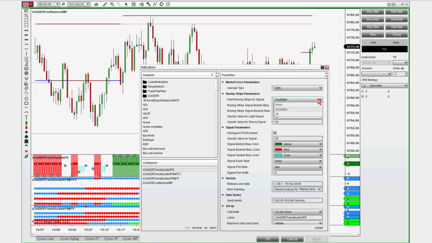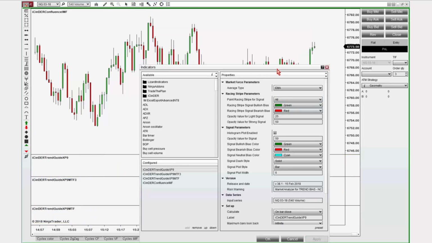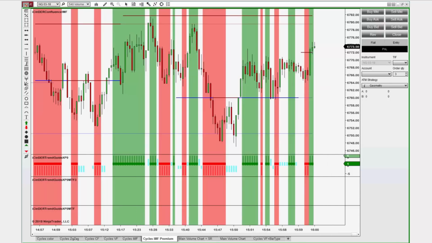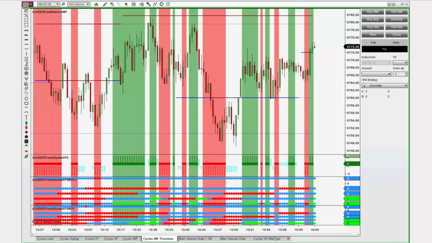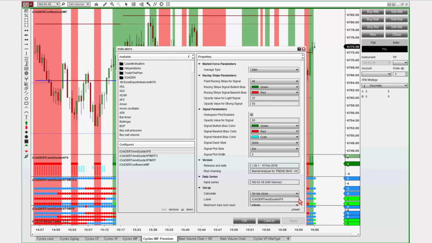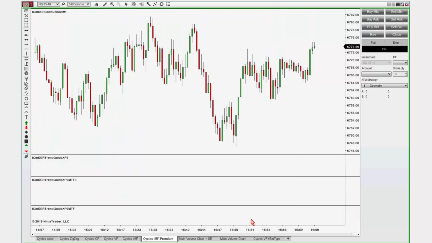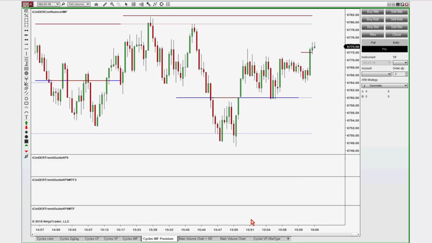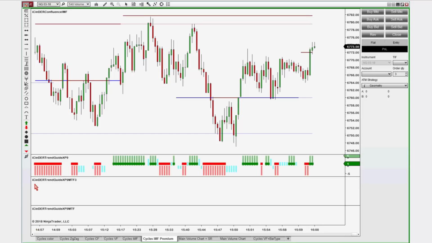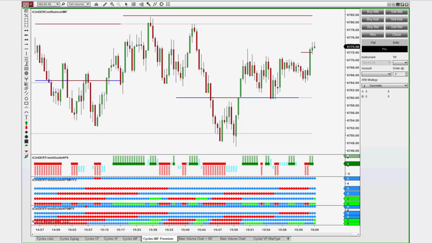And then what it did, and everybody likes racing stripes, right? So we go like this and apply. And it shows us bullish or bearish bias. This is kind of busy, isn't it? So let's go ahead and turn it off. And what we really want to do is look at pivots, but from the perspective of different time frames.